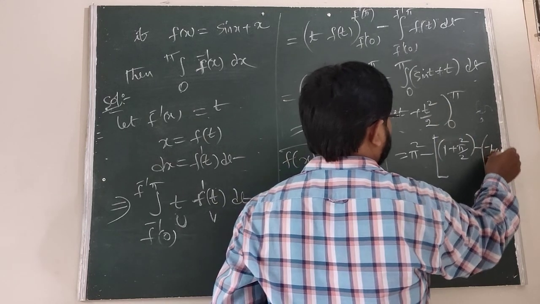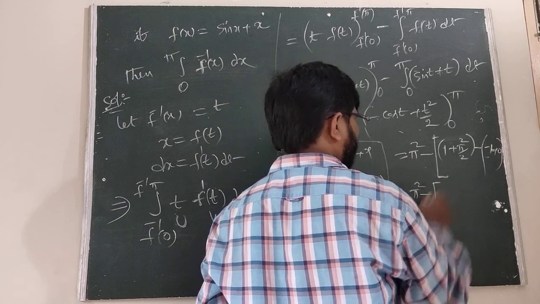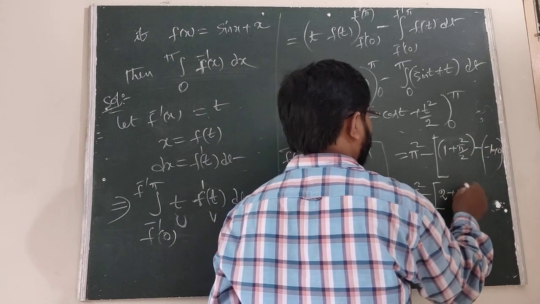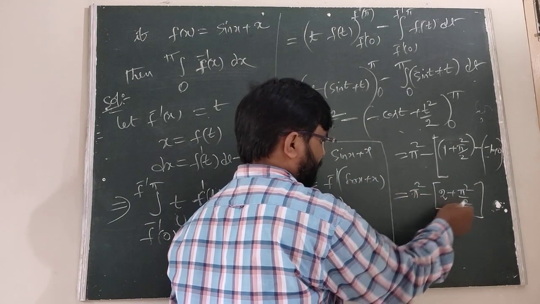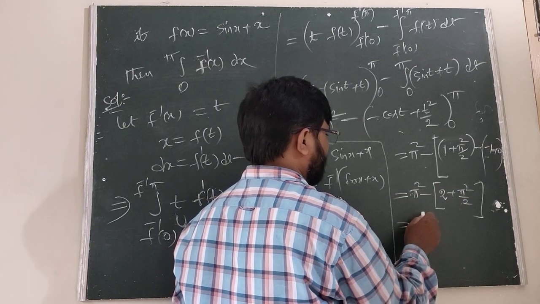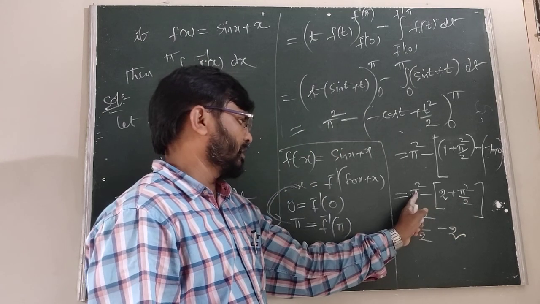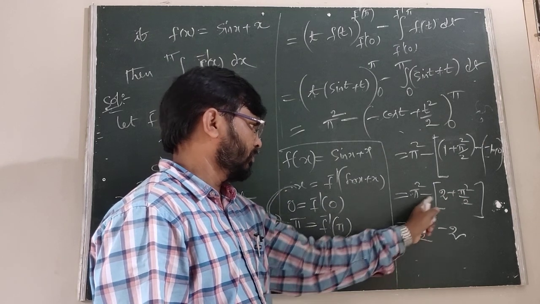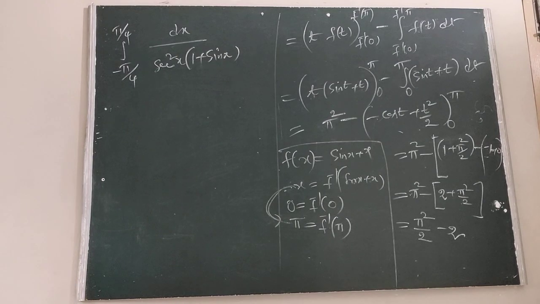0 by 2 is 0. Now we can write this as pi square minus of minus plus 1, 1 plus 1, 2, pi square by 2. When we take the LCM, it is 2 pi square. 2 into pi square, 2 pi square minus pi square, that is pi square by 2, minus 2. Is it clear? 2 into pi square, 2 pi square, 2 pi square minus pi square is pi square by 2. This is the minus 2. Okay? This is one of the very easiest ones.